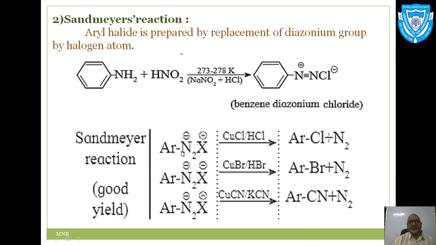If you treat this benzene diazonium salt with cuprous chloride, CuCl in HCl, you get a chlorine derivative, that is a haloarene. Here the aromatic benzene ring is substituted by chlorine and nitrogen gas has been liberated. Similarly, if you see the aromatic diazonium chloride, or diazonium salt, treated with cuprous bromide in the presence of HBr, it gives you bromine aromatic substitution.